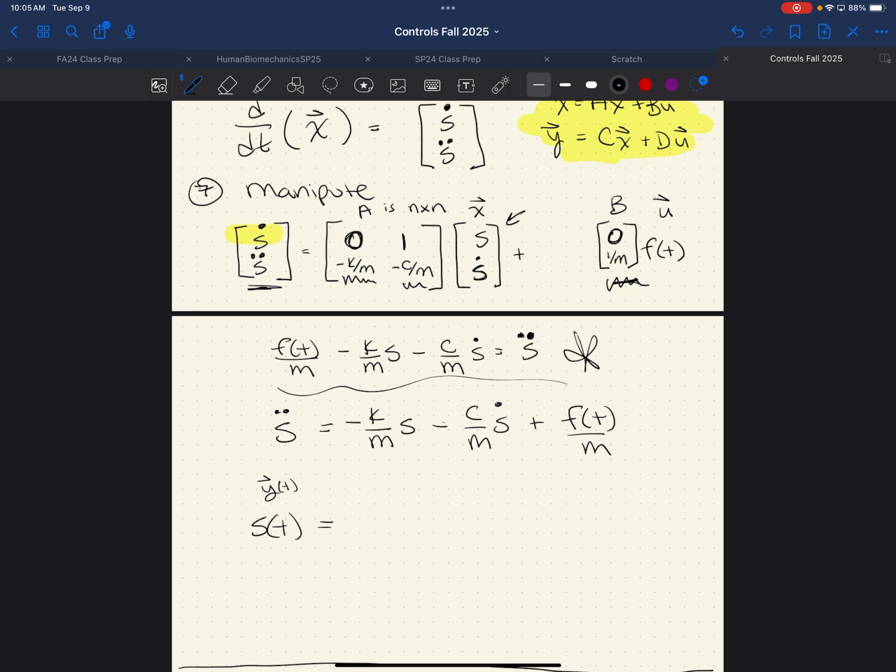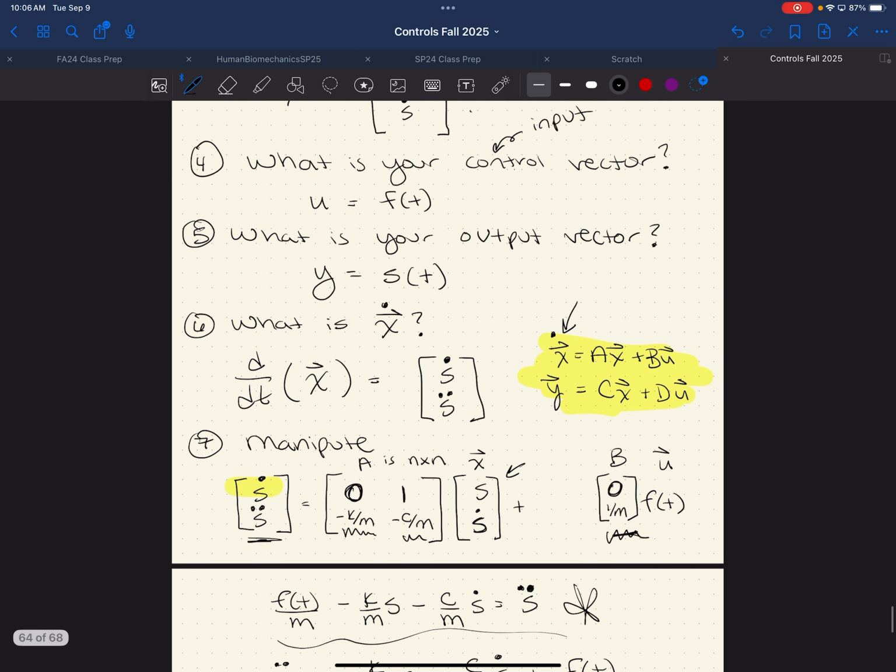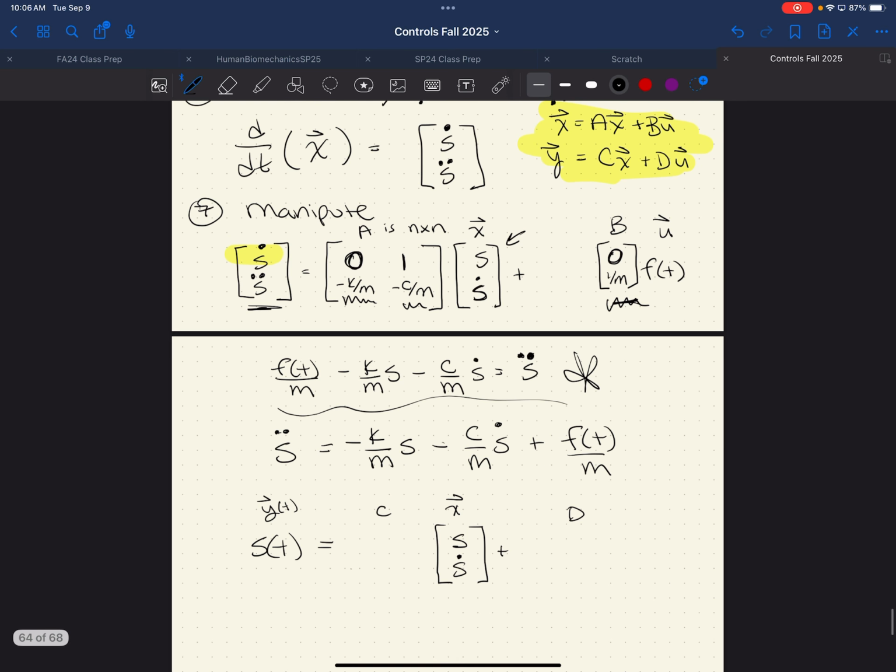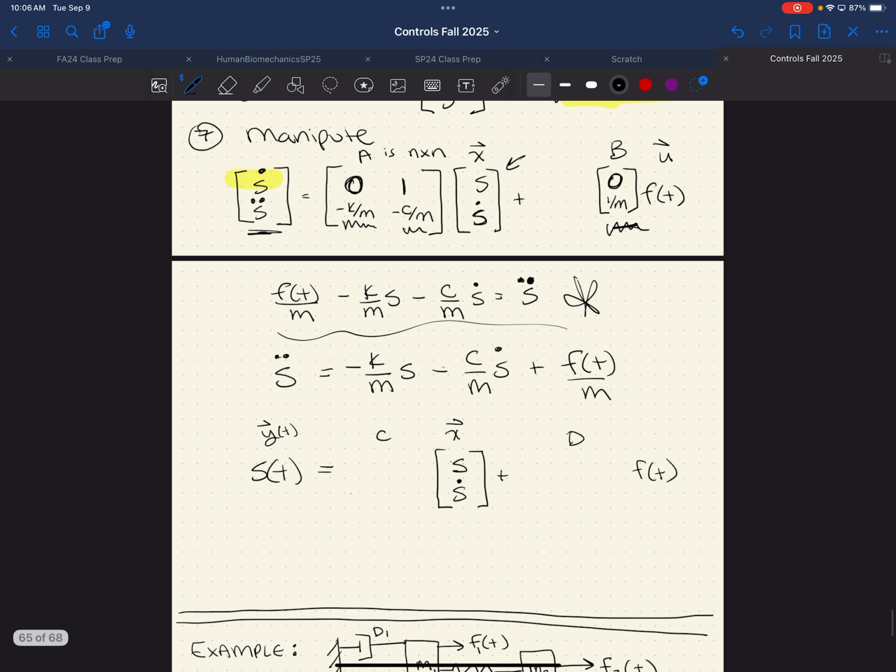Then I have something multiplied by x, and I know what x is. That's s, s dot. And then I know what u is. What did I find out is u? Just f of t. So again, I'm going to use my matrix multiplication here to figure out what the sizes of C and D are. So the left-hand side, what size is the left-hand side matrix? N by N, specifically for this one. Oh, 1 by 1. This is just a scalar, but we can consider it as a 1 by 1 matrix.